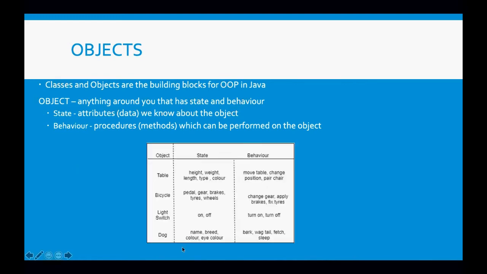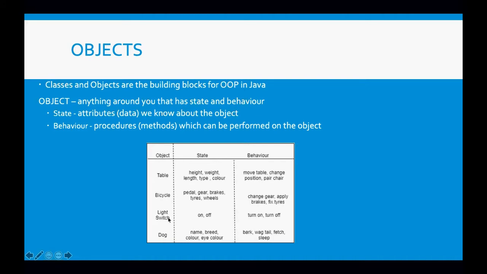And in this, we have some examples of objects that have state and behavior. So my table has states like height. I know my table's height, weight, length, type, color. The behavior, I can move my table, I can change position, I can pair it with a chair. For a bicycle, I have the pedal, gear, brakes, tires, wheels, and I can change my gear, I can apply brakes, I can fix tires.